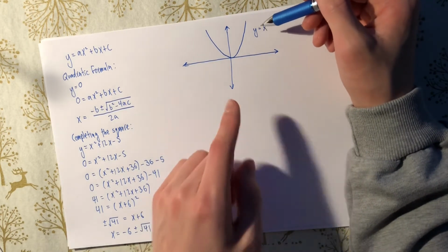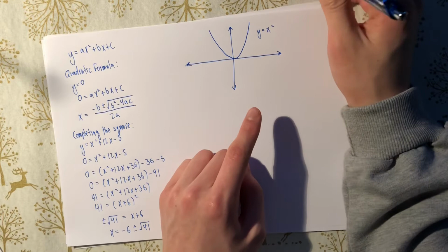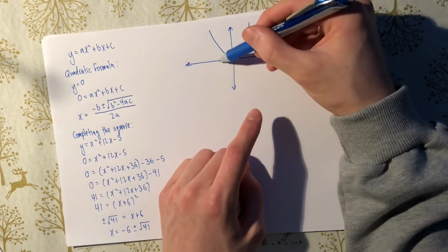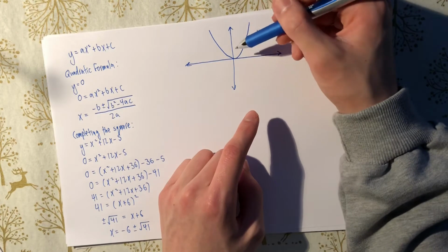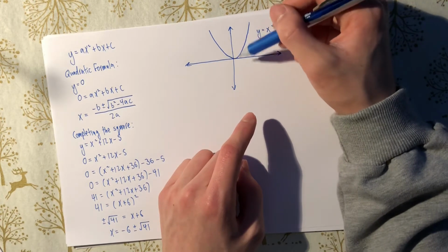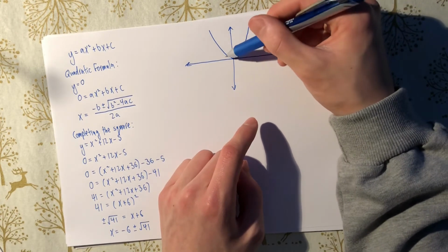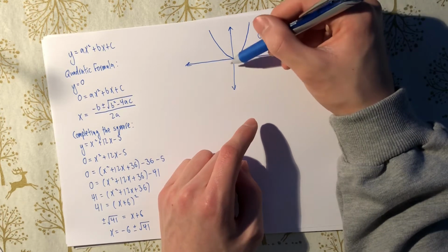Now, as you'll see, for most quadratic equations, it will intercept something like this, and therefore there will be two times where the quadratic equation crosses the x-axis. However, as you can see, like in this case, it just crosses the x-axis once at 0.